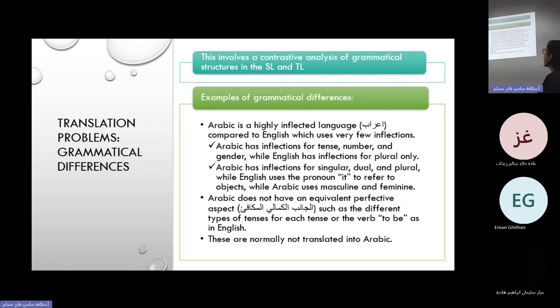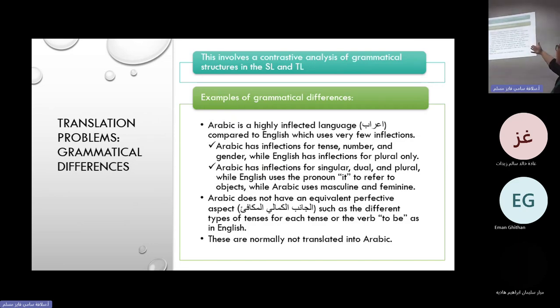The second problem we said is at the level of the grammar, okay? And here this involves a contrastive analysis of grammatical structures in the source language and the target language. How different is the grammatical system between both languages, okay? يعني المثل اللي دايما بضربه, Arabic starts with a verb, while English starts with a noun most of the time. Yeah, there are exceptions.